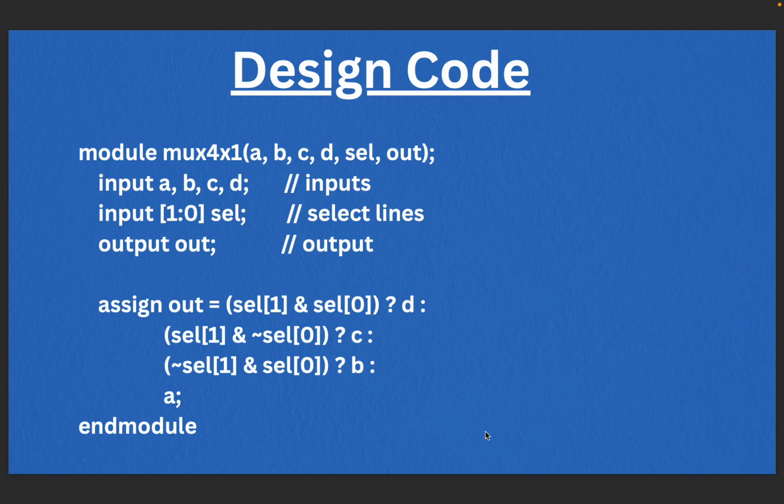If both S1 and S0 are 1, output D. If S1 is 1 and S0 is 0, output C. If S1 is 0 and S0 is 1, output B. Else output A when both the bits are 0.